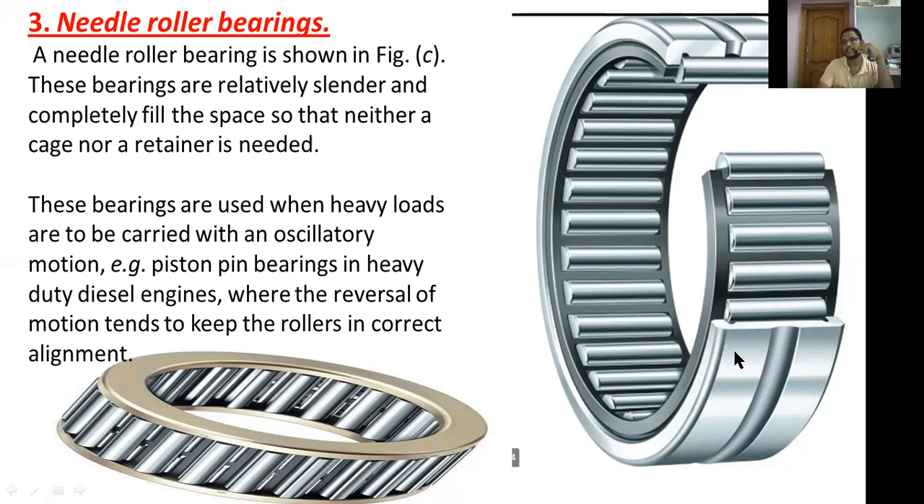These bearings are used when heavy loads are to be carried with an auxiliary motion. Example, piston pin bearings in heavy duty diesel engines, where the reversal of motion tends to keep the rollers in correct alignment. These small rollers are called needle rollers. Here we are using more number of rollers for carrying the heavy loads.